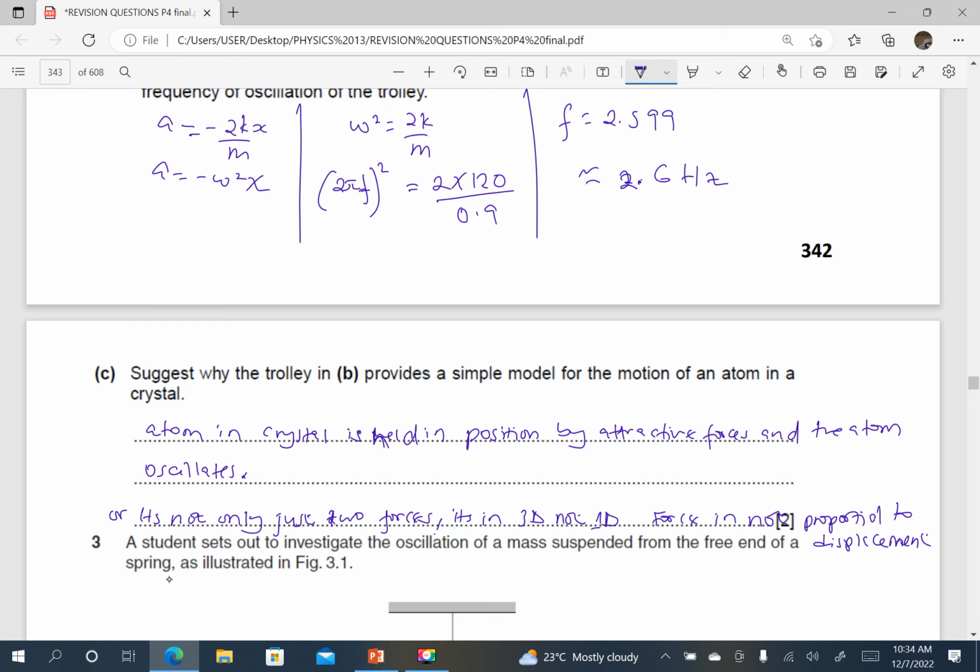In a crystal, the force on an atom is not directly proportional to displacement. Actually, in an atom, vibration is in 3 dimensions. It is not in 1 dimension as the model suggests. It's not only two forces acting as the model suggests, so it may not provide a good model for motion of an atom in a crystal. So you can be on one side with the statement, or you can reject the statement.